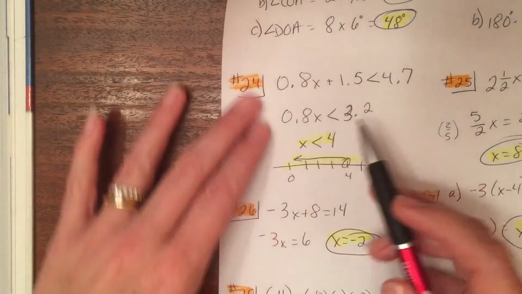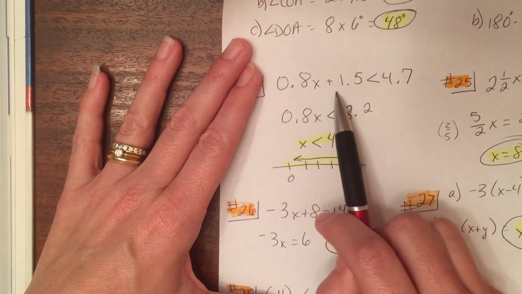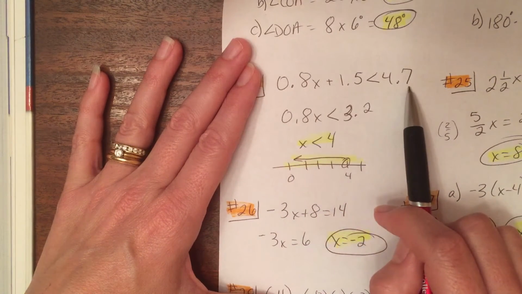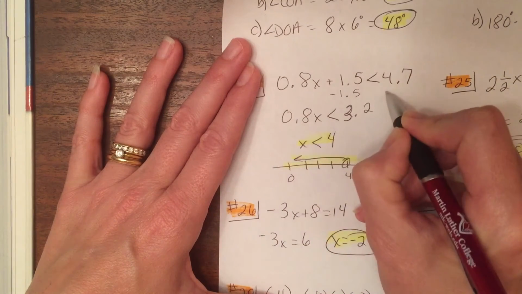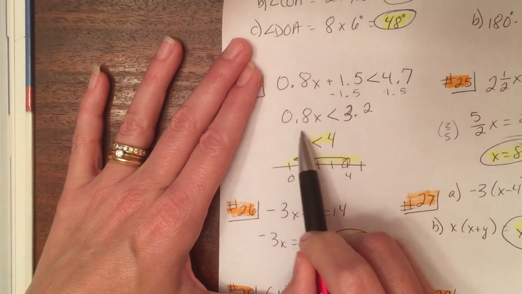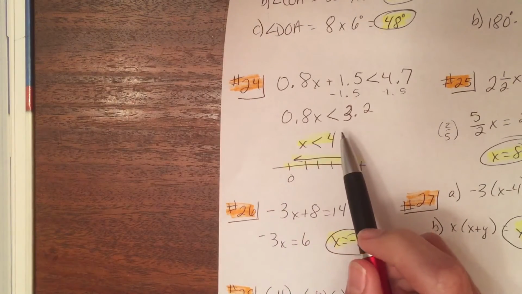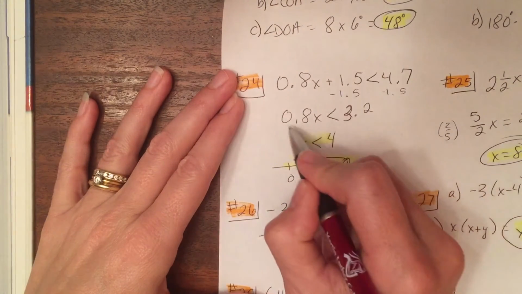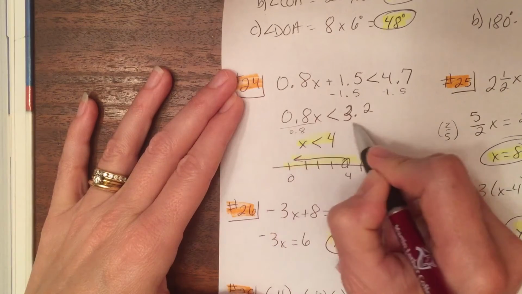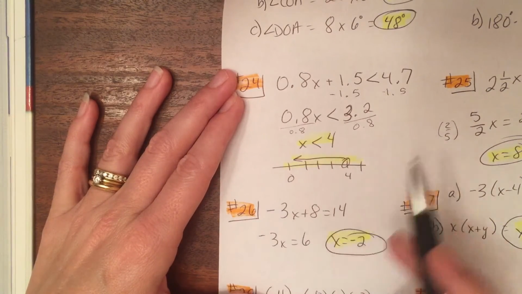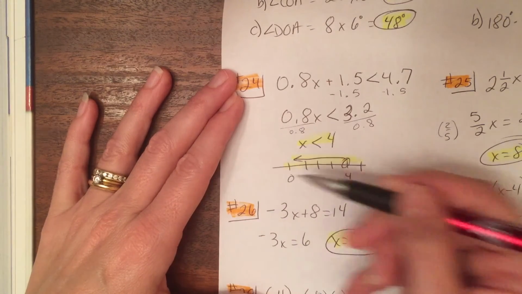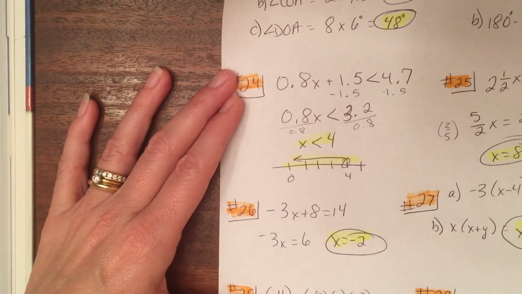24. 0.8x plus 1.5 is less than 4.7. Subtract 1.5 from both sides. 0.8x is less than 3.2. Divide both sides by 0.8 to get x by itself. x is less than 4. Graph that on a number line. Open circle on 4. We want the values to the left. Those are the values less than 4.